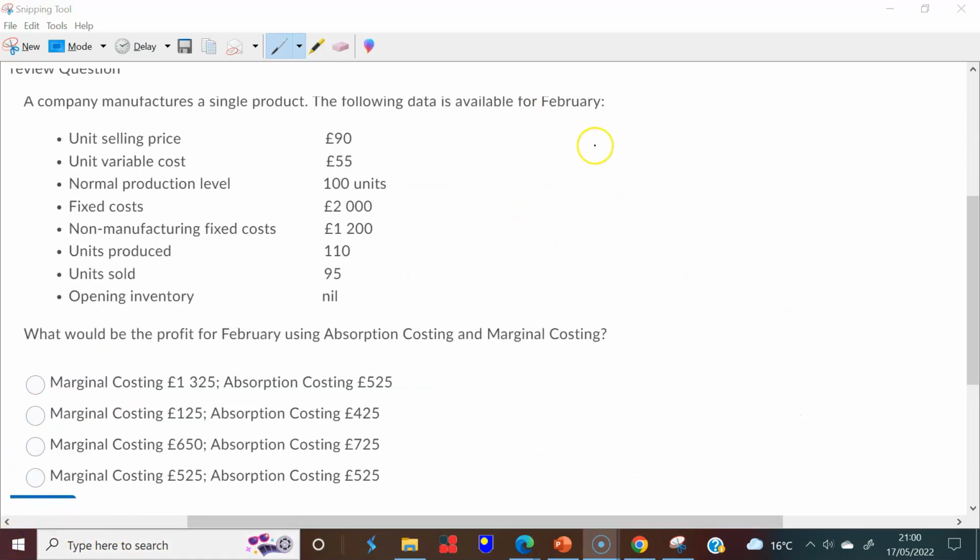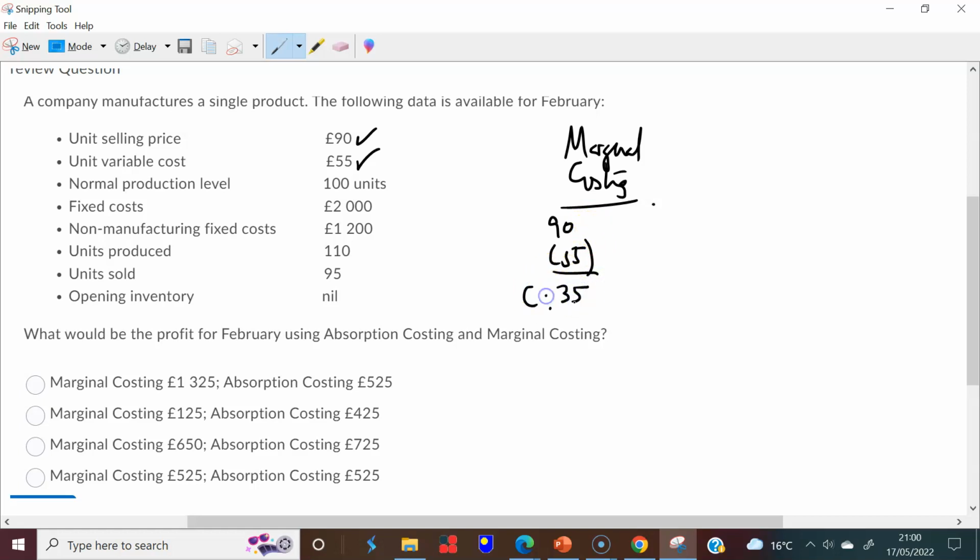Let's use marginal costing, the marginal costing methodology first. And if we use this method first, what we're really saying is, okay, listen, here is the unit selling price and the unit variable cost. So that's what we're dealing with first. And so you have here £35 as your contribution.